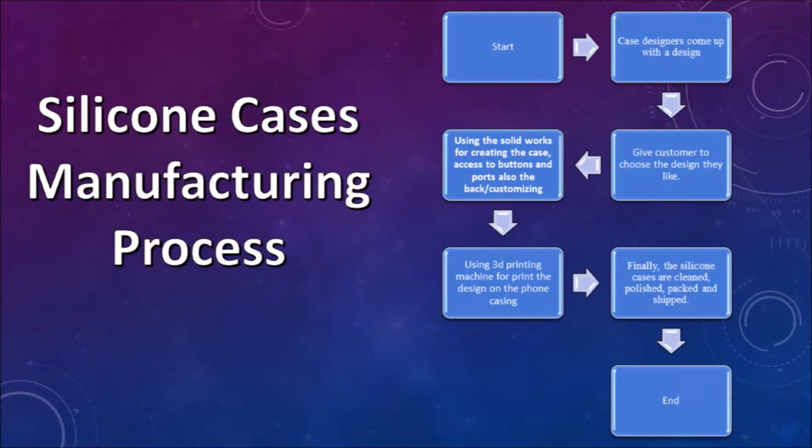Silicone case manufacturing process. Start, then the case design comes out. We give the customer the designs to choose from, the one they like. Then we use SolidWorks for creating the case, then use a 3D printing machine to print the design on the phone casing. Finally the silicone case is cleaned, polished, packed and shipped, and end.